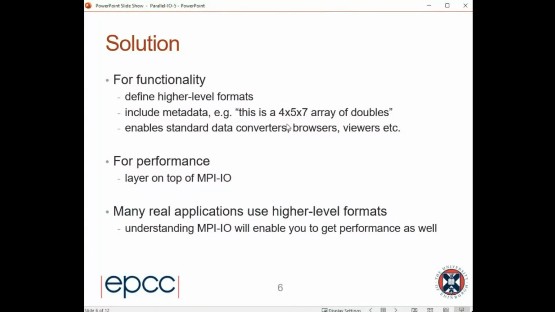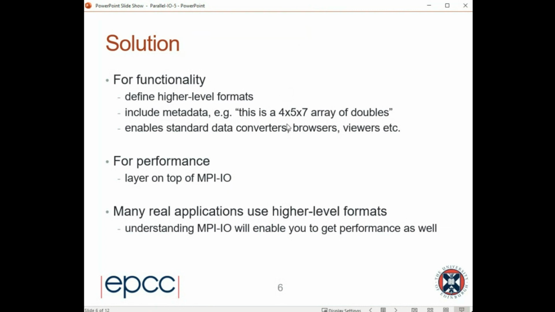They will be able to look at a file in HDF5, for example, understand what it is, and display it correctly. Or, for example, if you're doing climate or weather research, they tend to use NetCDF. There's a whole bunch of tools for visualizing and processing NetCDF files. So, it just works out of the box.